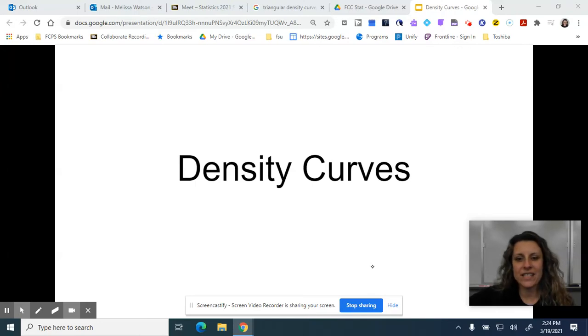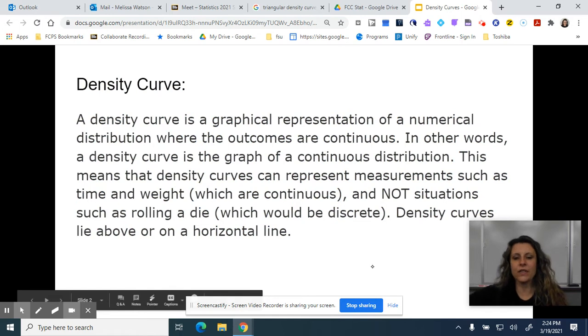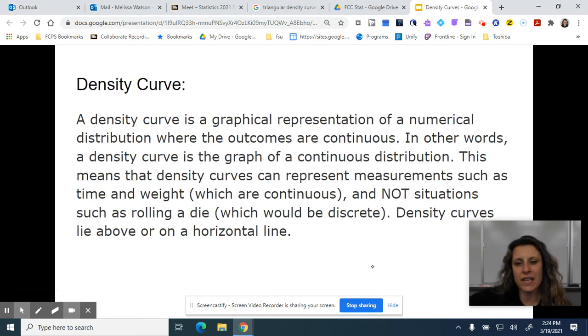Okay, this lesson is on density curves. So a density curve is a graphical way for us to find probability. It is used for continuous data rather than discrete data. So when we've been finding probability so far, we've been using probability rules for discrete data, which means countable outcomes.